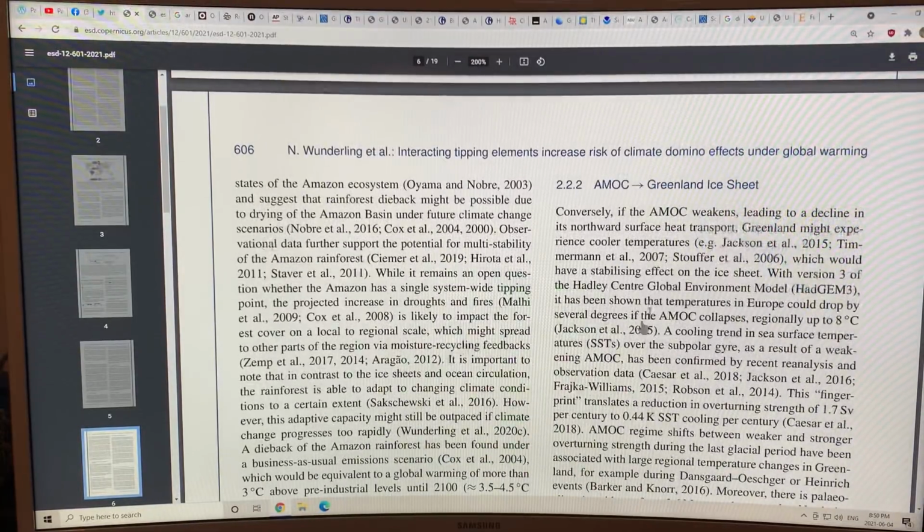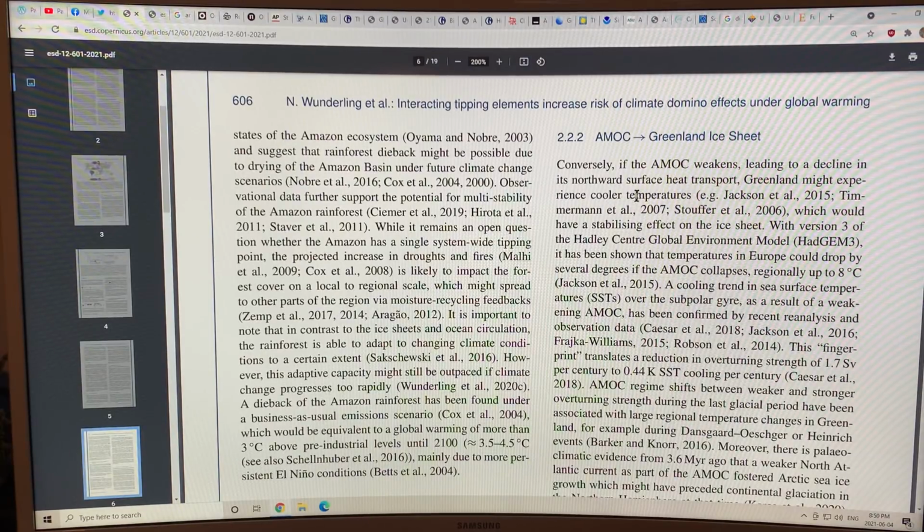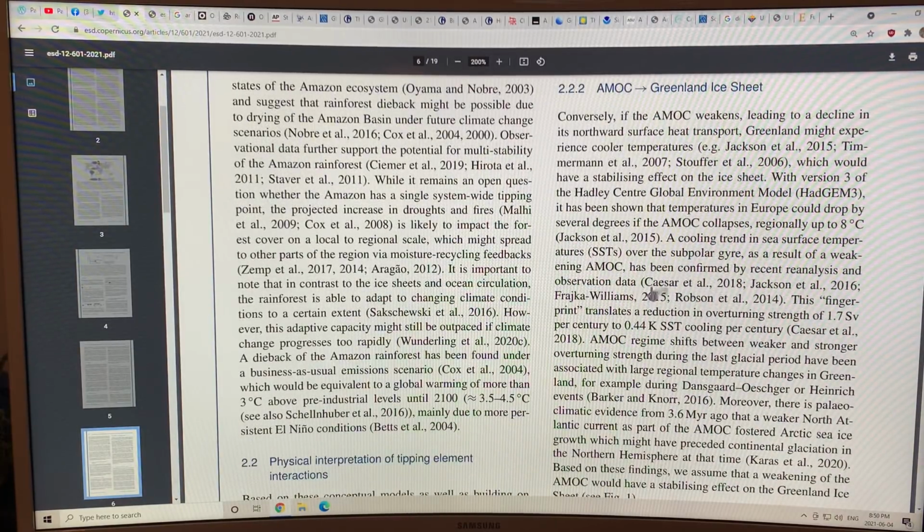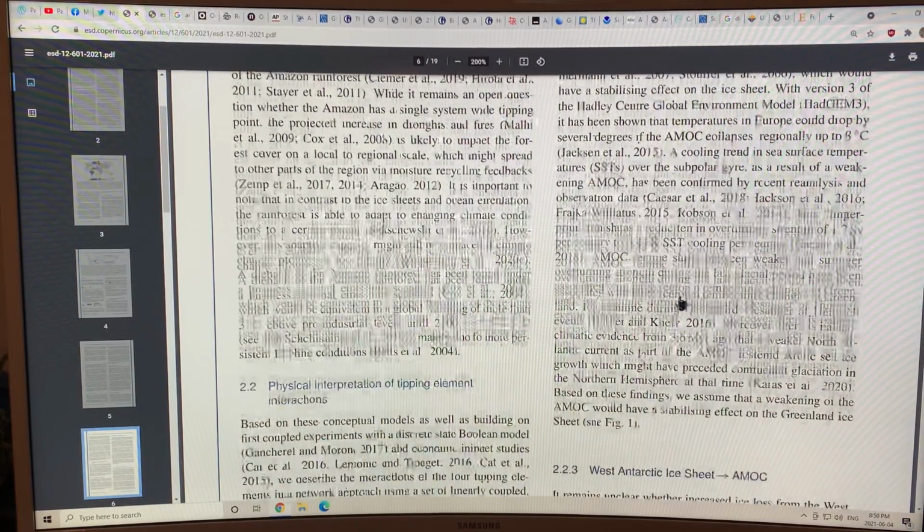Okay, and if the AMOC shuts completely down, well, there's a lot less heat going up to the Arctic. So Greenland might experience cooler temperatures. It would experience cooler temperatures if the AMOC shut down. Okay, so that would be a stabilizing type of effect.